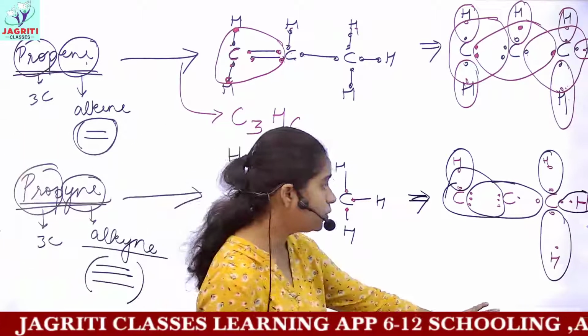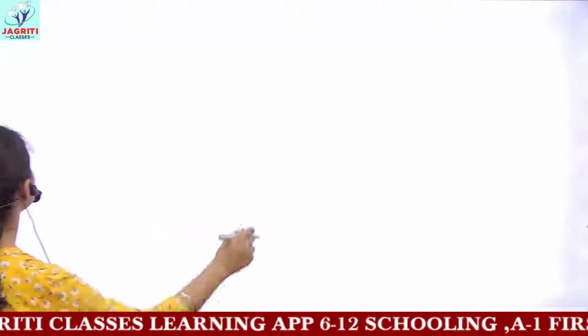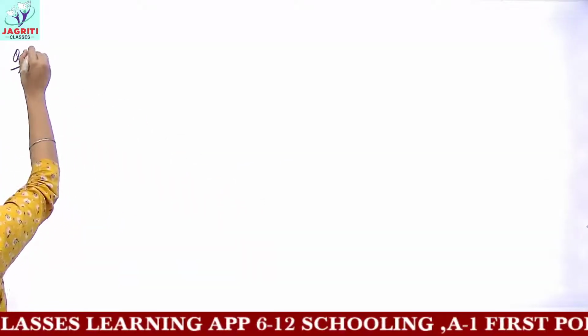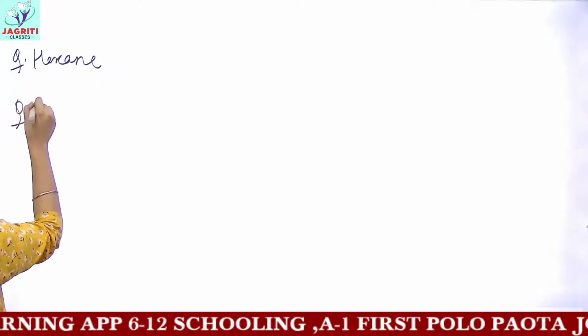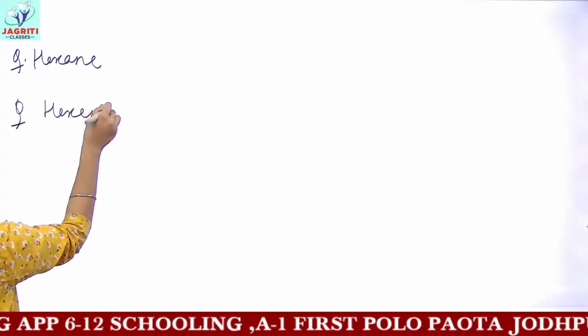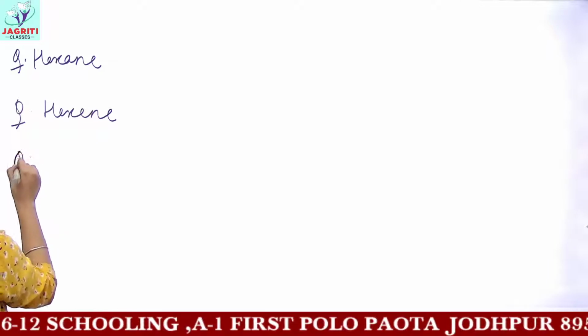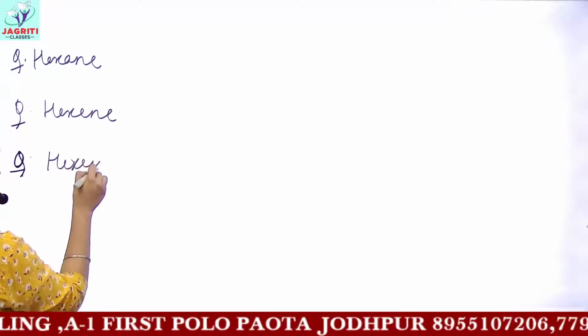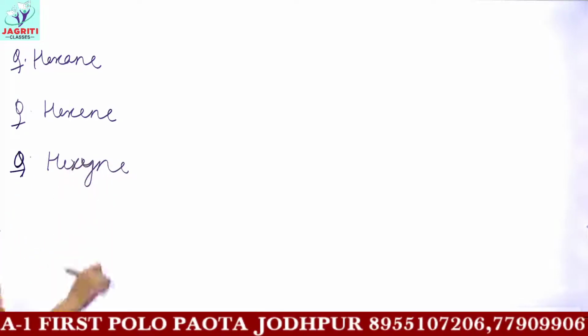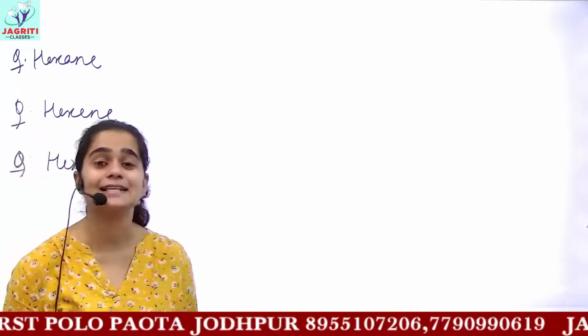Now I hope you have understood this. If you have understood, please draw the structure of hexane, hexene and hexyne. I want you to draw their electron dot structure. How can you draw the electron dot structure of hexane, hexene and hexyne?